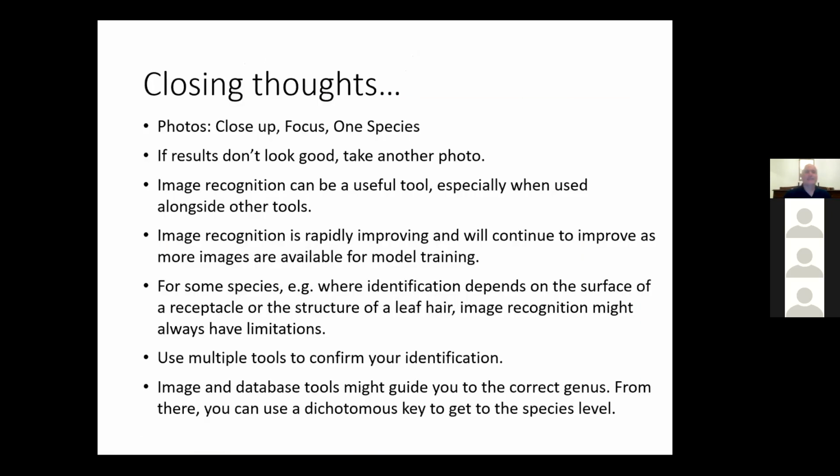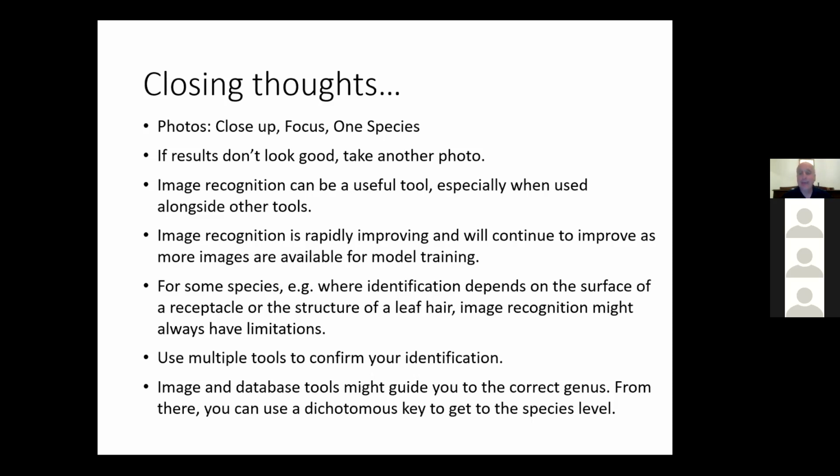So some closing thoughts. Photos: get close up, be in focus, and have one species. If you don't get results that look right, take another picture and try again. It can be a useful tool as a component. It's just one more tool in the toolbox. It's not the be-all and end-all, but it works and can help.